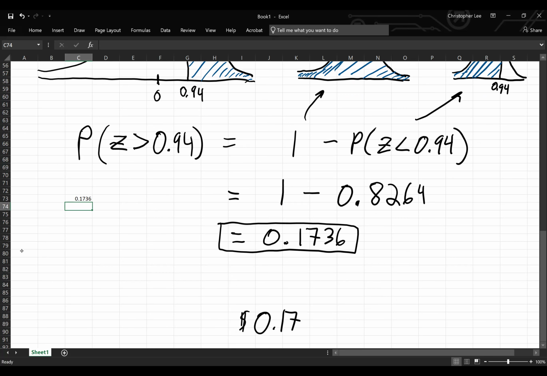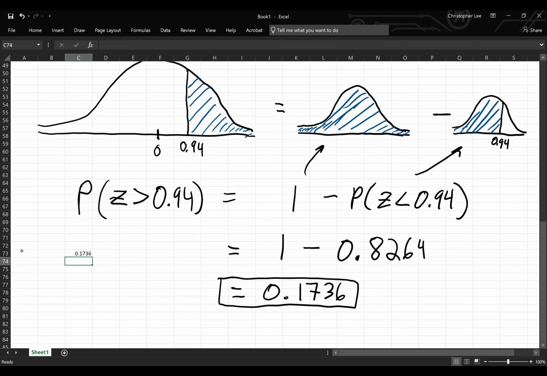Professor, where's that one coming from? That's the whole distribution. This part, that's the whole distribution right here. Oh, okay, the whole thing. Yeah, got it.